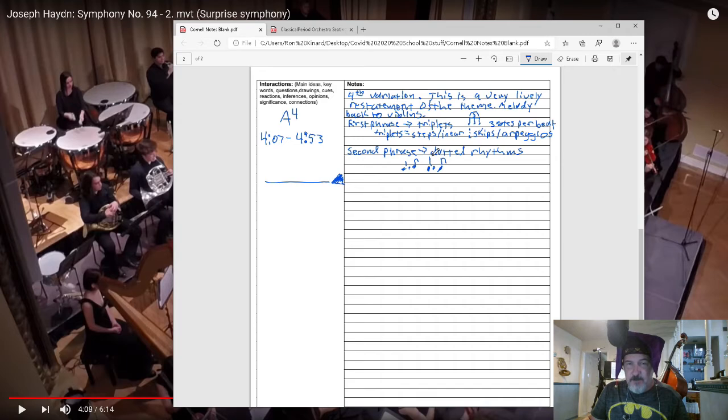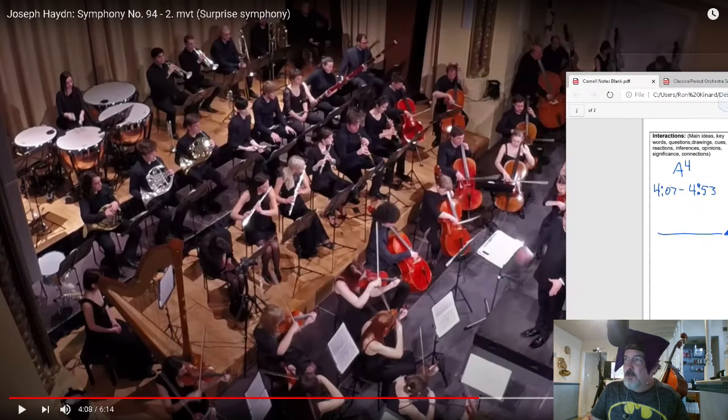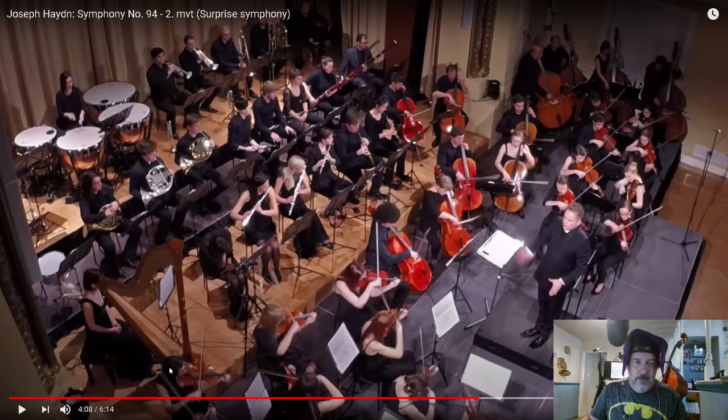In the second phrase of the variation, we're looking at dotted rhythms. So this is what they look like. I'm not going to try to explain or teach it here for the purpose of the video. I just want you to listen to it and look at these notations and see if that makes sense to you. So away we go, and let's listen.